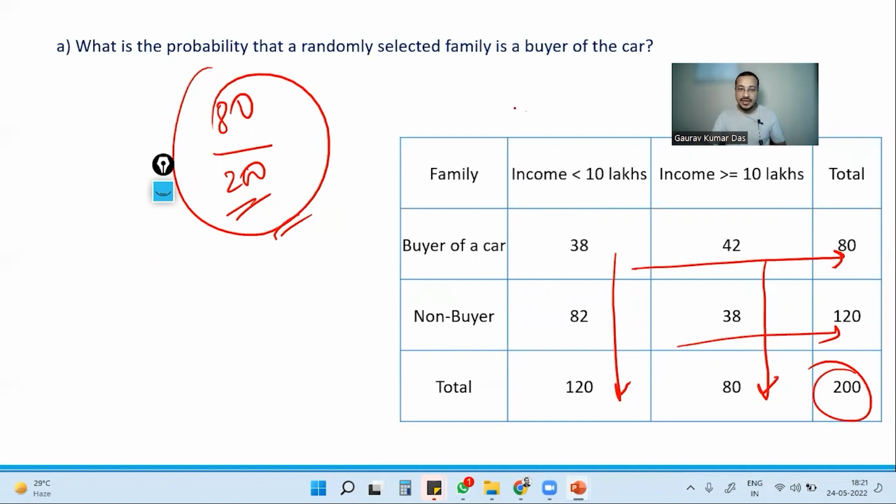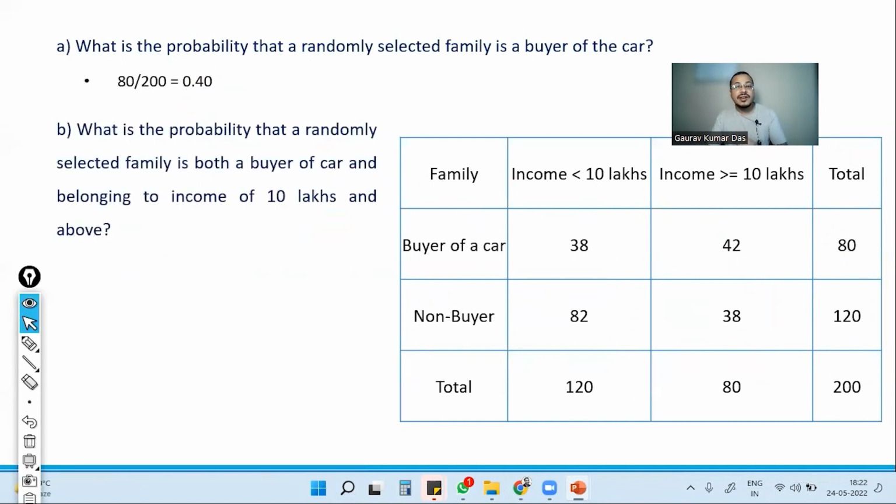Right? Second, what is the probability that a randomly selected family is both a buyer of a car and belonging to income of 10 lakhs and above? Okay. So here we have buyer of a car and also 10 lakhs and above.